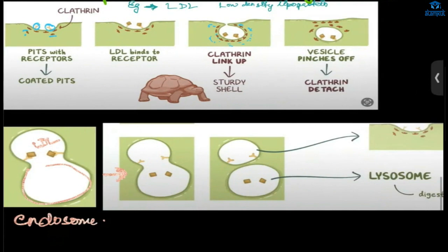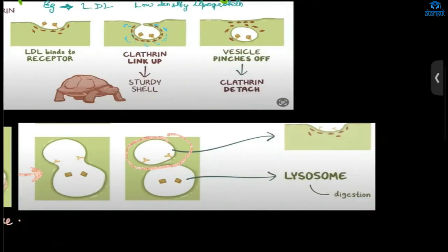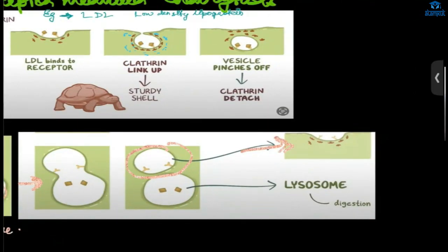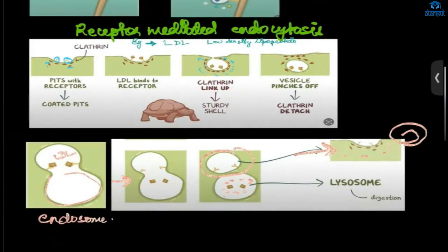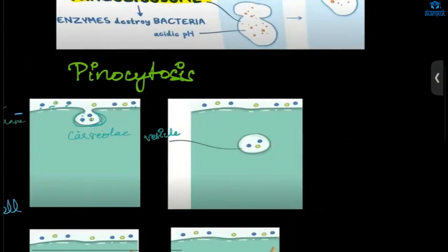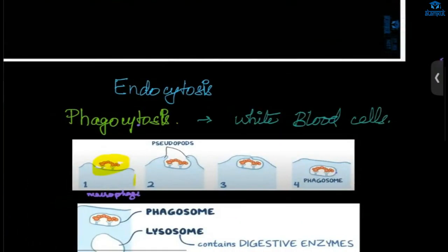And the receptors will again go to the surface, where there will be clathrin proteins. Again this process will happen, and this LDL, lysosome will work and digest it. Understood? So this all was the process of endocytosis.